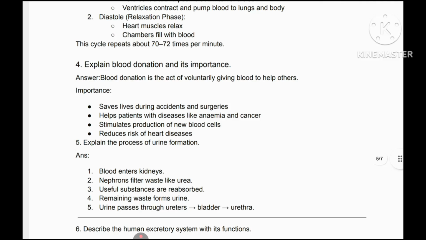Explain blood donation and its importance. Blood donation is the act of voluntarily giving blood to help others. Importance: saves lives during accidents and surgeries, helps patients with diseases like anemia and cancer, stimulates production of new blood cells, reduces risk of heart diseases.